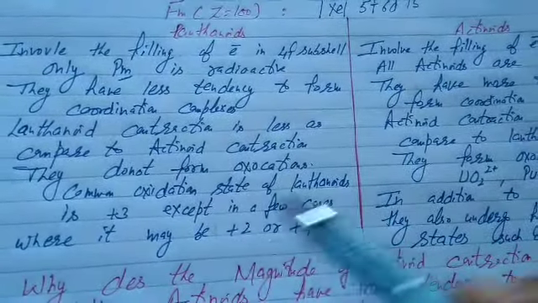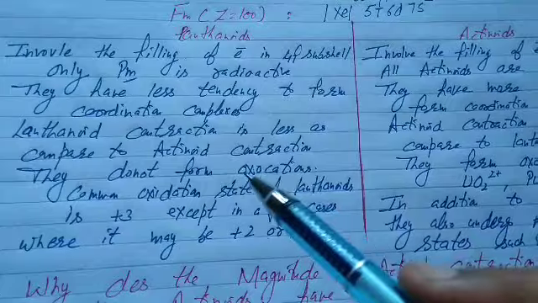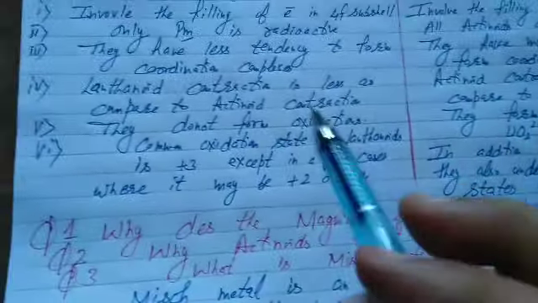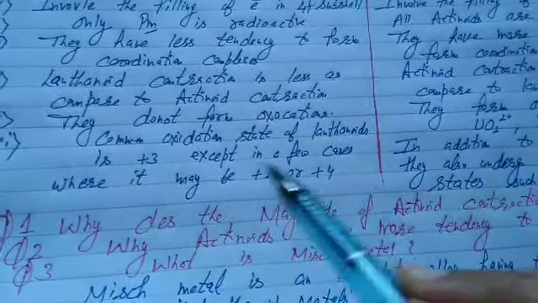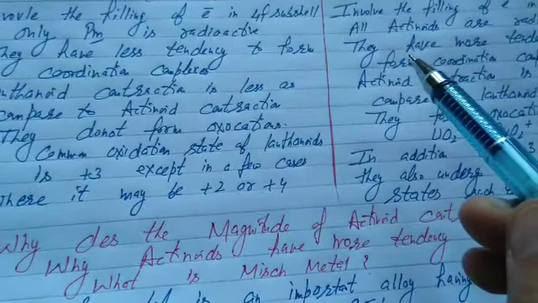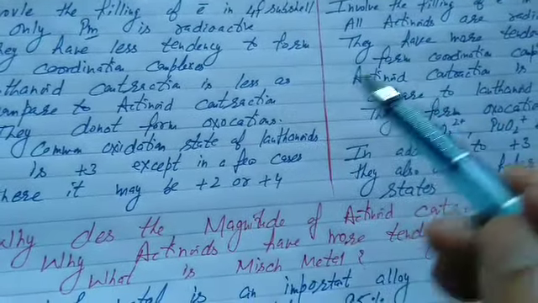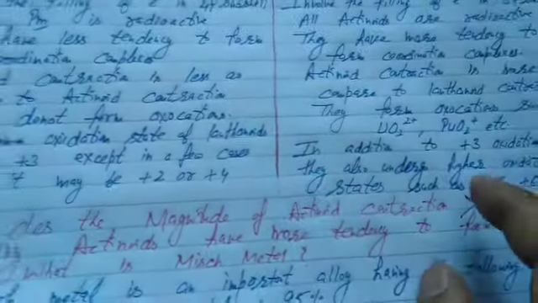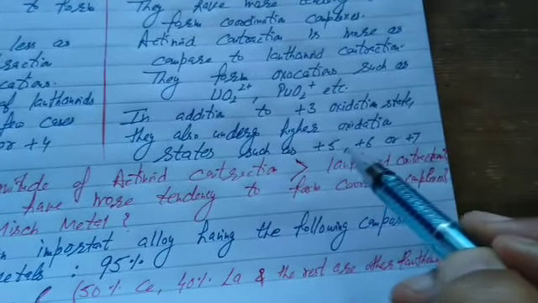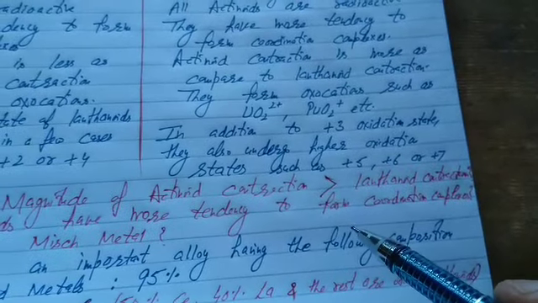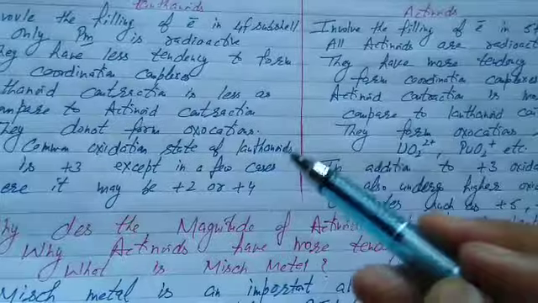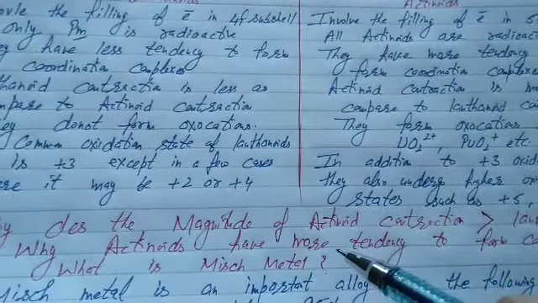Vice versa will be the difference. Lanthanoids don't form oxo ions, don't form oxocations. Actinoids form oxocations. The common oxidation state of lanthanoids is +3, except in a few cases where it may be +2 or +4. Students, again the common oxidation state of actinoids is +3. In the f block, the common oxidation state is +3, but in actinoids, in addition to +3, they also undergo higher oxidation states, +5, +6 or +7. This is the difference between lanthanoids and actinoids.